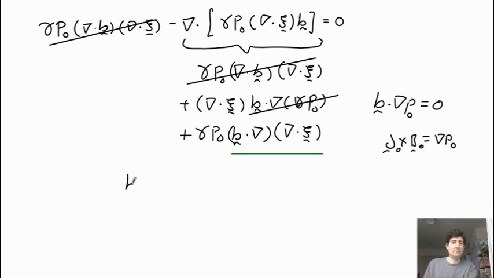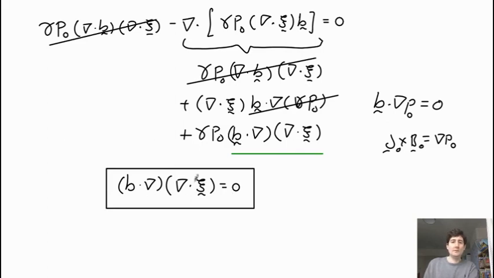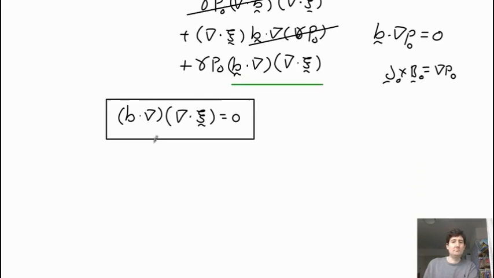And so therefore we have that b dot grad of divergence of psi must be equal to 0, and this is showing that it must be incompressible in most cases. So there are two ways of making this zero. So one is if the plasma is incompressible. So if b dot grad is not equal to 0, i.e. there's some variation along field lines.